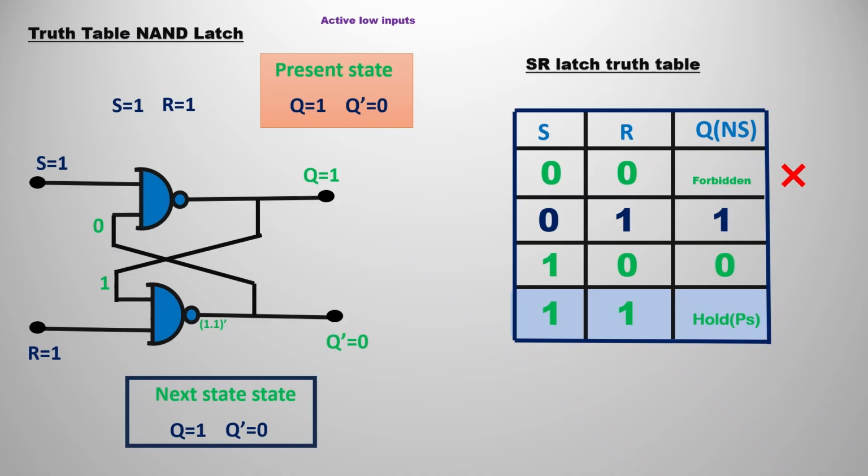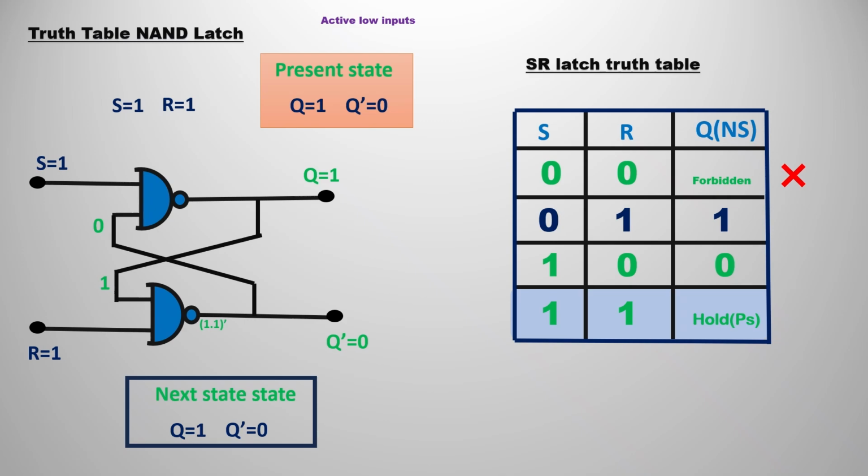I already said vice versa is also possible. So now let's see the vice versa, that Q equals 1 and Q bar equals 0. That is the present state. I took that directly in there. Just take the feedbacks and do the same thing. If you observe the second NAND gate, that is 1 into 1 whole bar, so Q bar equals 0. Of course, when Q bar equals 0, Q would be 1. You can also check with 1 into 0 whole bar, which is also the 1 output.